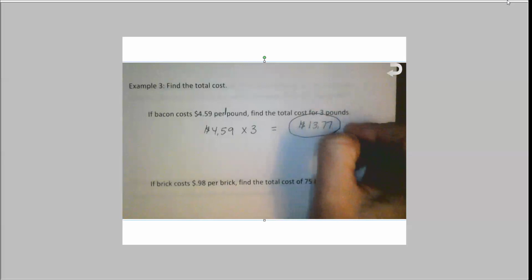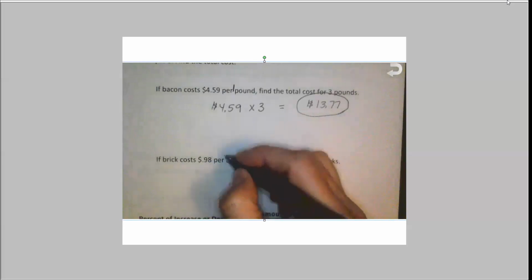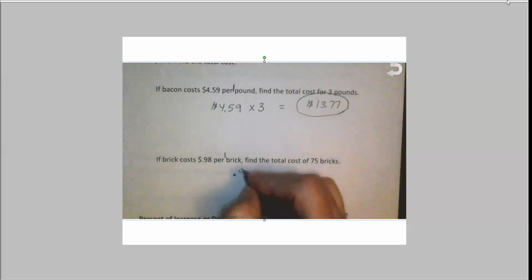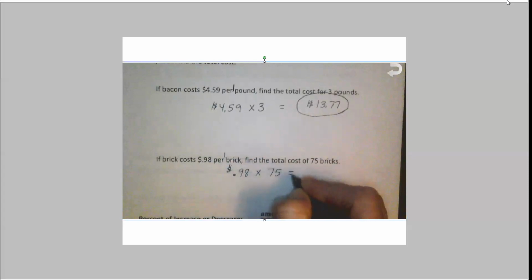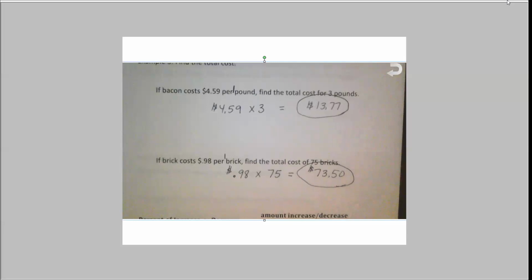$13.77. A similar example, if brick costs 98 cents per brick, that means 1 brick is 98 cents. Then find the total cost for 75 bricks. So we're going to take 0.98 dollars, 98 cents, and multiply that times 75 bricks, and that will total to be $73.50 altogether. So total, we're going to multiply to find that full price for that number of items.